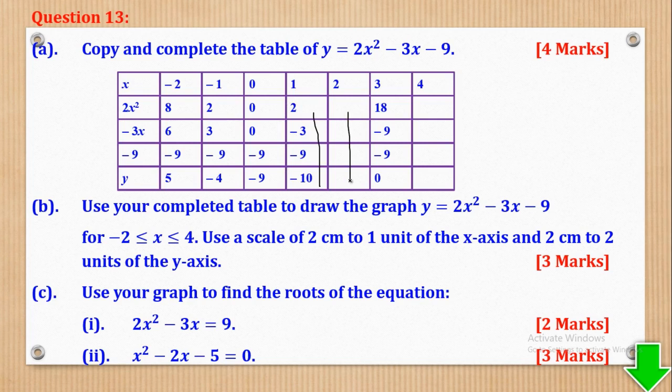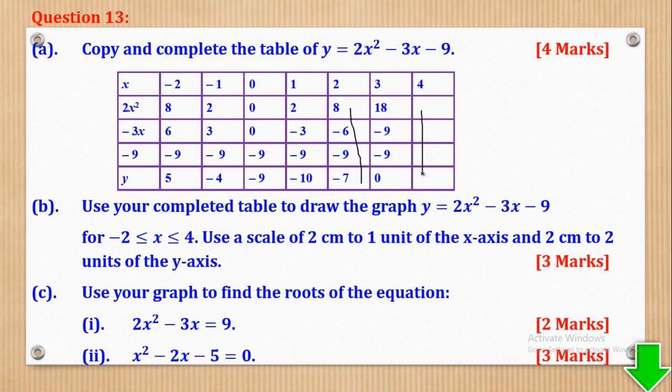Now let's go to this. So 2 times 2 squared, first of all, 2 squared is 4, therefore 4 times 2 will give me 8. Then here, negative 3 times 2 will give me negative 6. This is negative 9, you write negative 9 there. So we add all these 3, 8 plus negative 6 plus negative 9 will come up with negative 7. So we are done with this column.